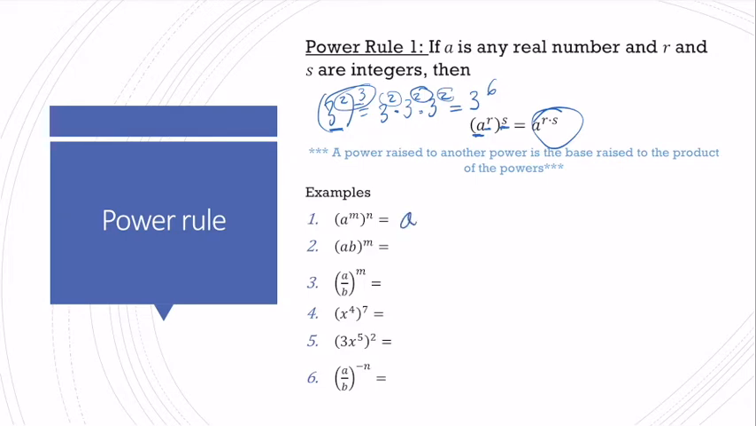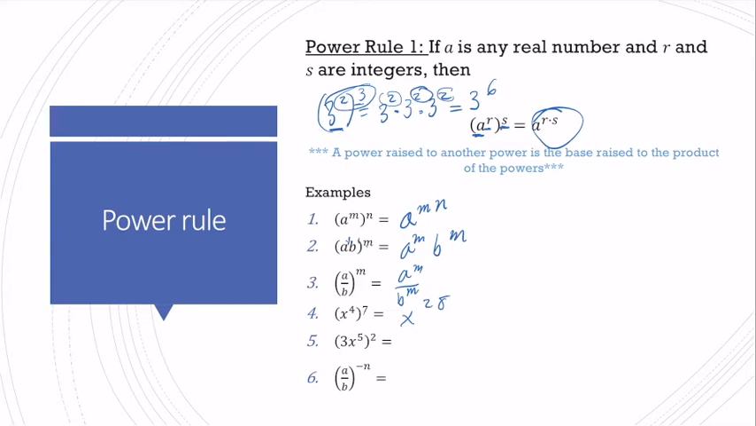So this would give me a to the mn. Here I would need to distribute because both of these have an exponent of 1. So I'd have a to the m, b to the m. For this third example here, I'm going to distribute to my numerator and my denominator. If I have x to the 4th to the 7th, that becomes x to the 28th.